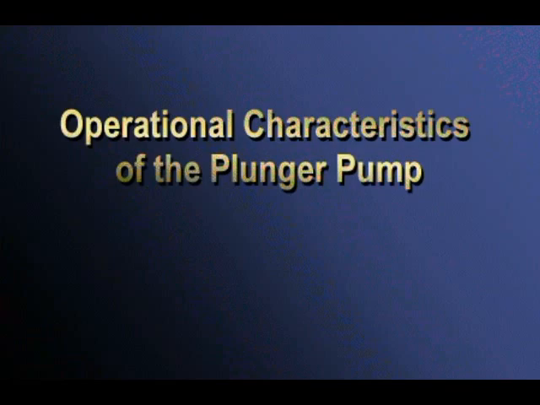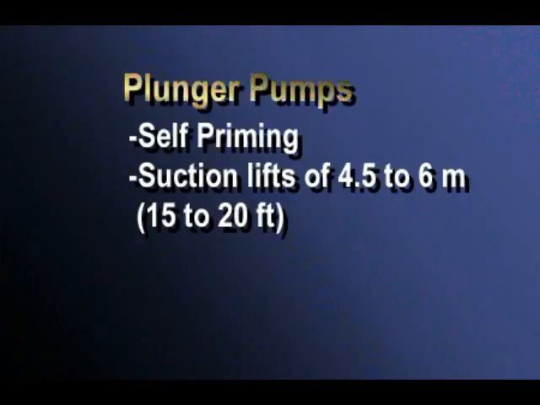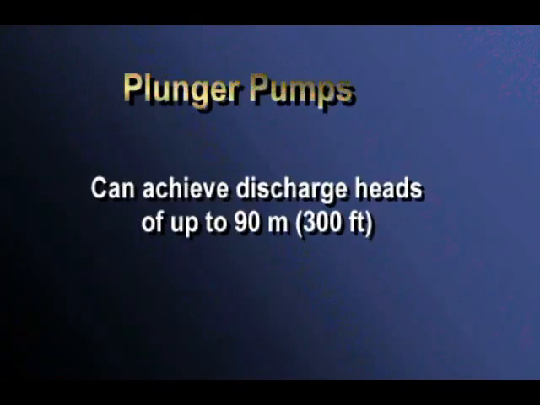Operational characteristics of the plunger pump. First of all, plunger pumps are self-priming, and they can generally handle suction lifts of 4 1/2 to 6 meters, 15 to 20 feet. Even so, a positive suction head is normally provided. Plunger pumps can pump against up to 90 meters, 300 feet, of total dynamic head.